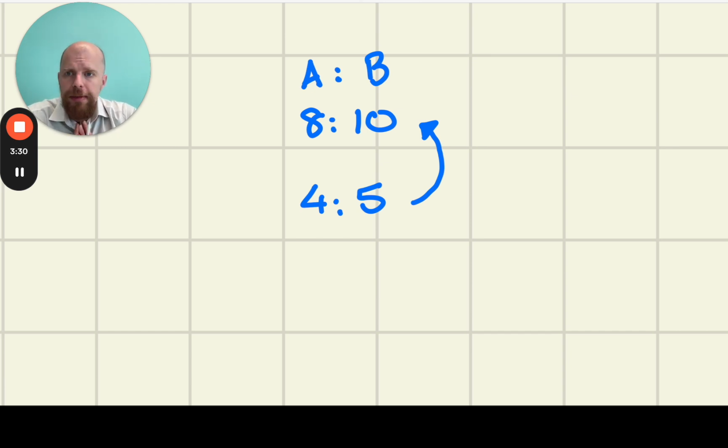So that is how you simplify ratios. You look for the greatest common factor of all the numbers, and you divide each number by that highest common factor and write it in its most simplified form.